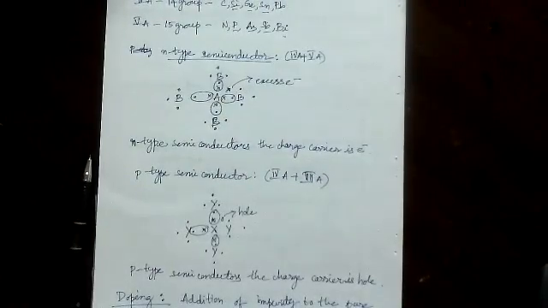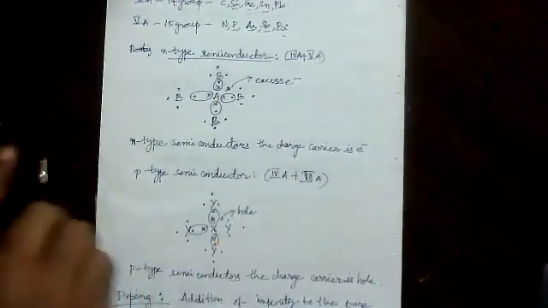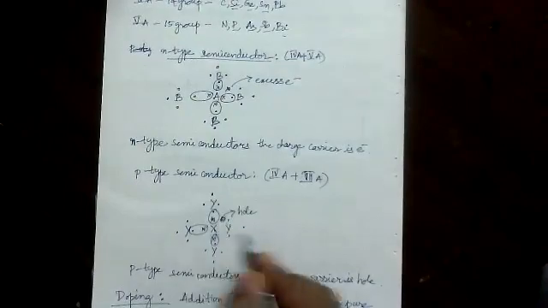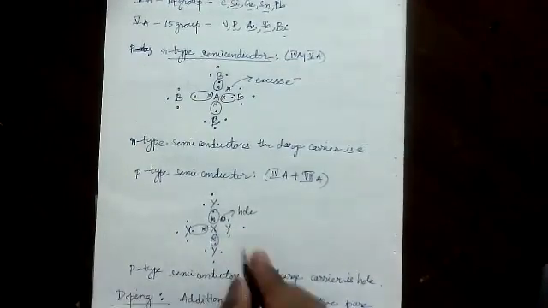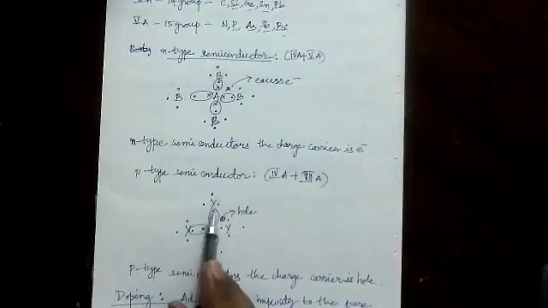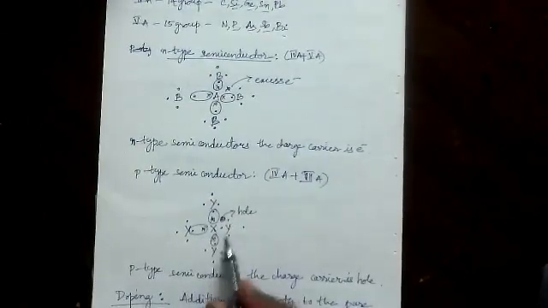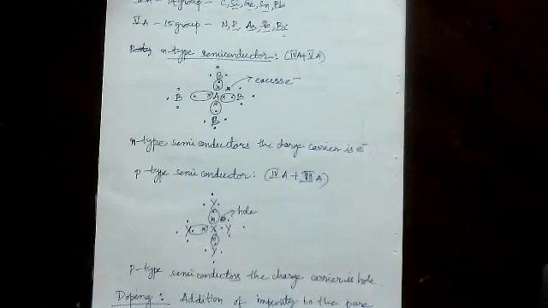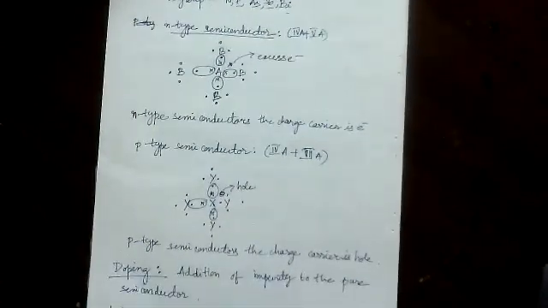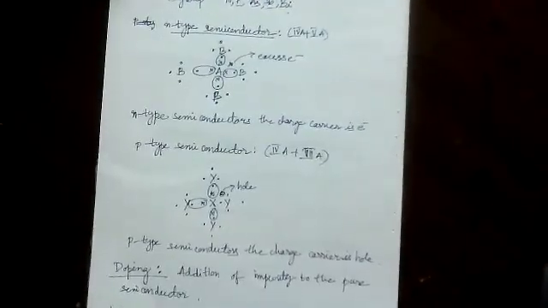And in a p-type semiconductor, what is happening? A fourth group element is matched with a third group element. X has one less electron, and that is denoted by a hole. And Y has all 4 electrons. It will try to combine with all three, but it could not combine because a hole is left over. So in a p-type semiconductor, the charge carriers are holes. And what is doping? Addition of impurity to a pure semiconductor is said to be doping. Is it clear?